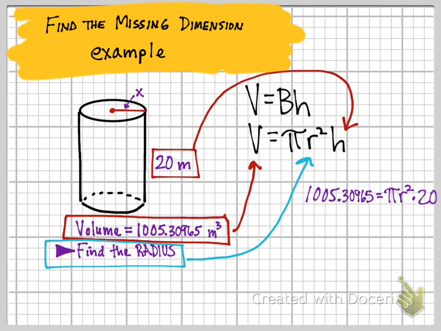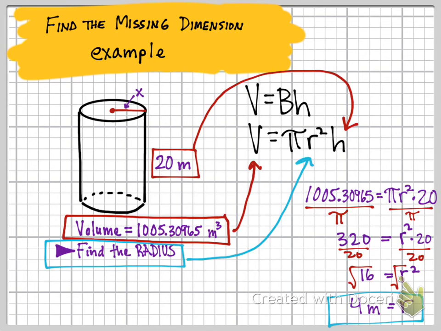We will start by dividing both sides of the equation by pi, which leaves us with 320 equals r squared times 20. Now we will divide both sides of the equation by 20, which leaves us with r squared equals 16. Now to change our r squared into an r, so we know what the actual radius is, we need to take the square root of both sides of the equation. The square root of r squared is r, and the square root of 16 is 4. So the radius of the circle, which makes up the top of our cylinder, is 4 meters.